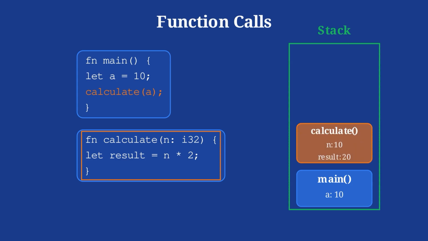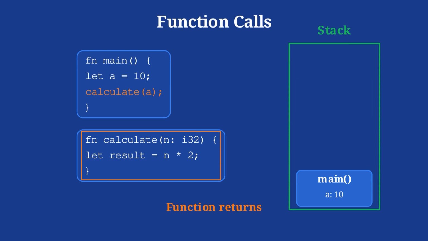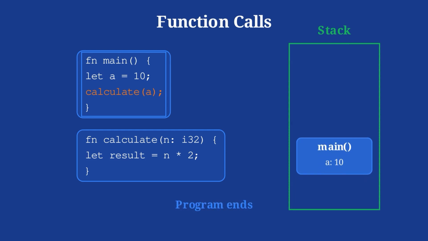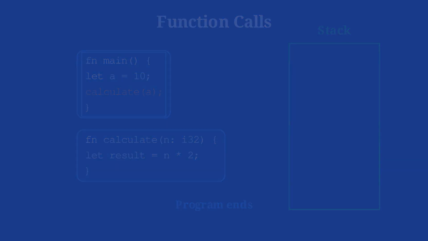At this moment, the calculate frame is at the top of the stack. It is the only function that is currently active. Now the calculate function finishes its work and returns. Its stack frame is popped off of the stack, and all of its local variables, n and result, are instantly destroyed. Control returns right back to where we left off in the main function. Now main finishes. Its stack frame is popped, its variable a is destroyed, and the stack is empty. The program is over. This stack of frames is literally why it's called a call stack.